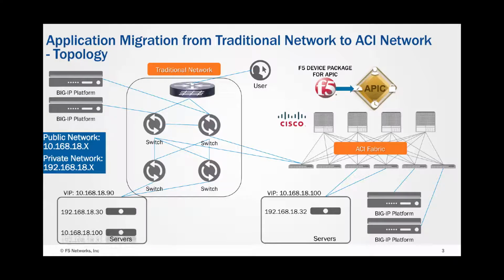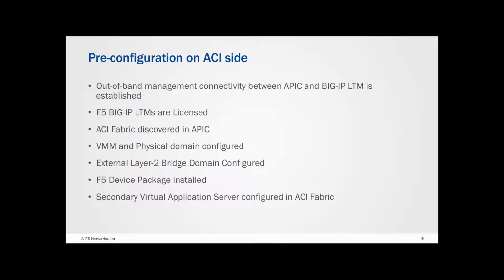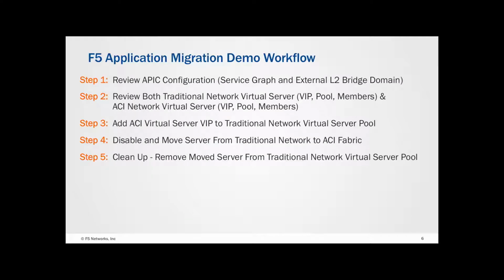This stretches the application across the two infrastructures, allowing us to seamlessly move application servers from one network over to the other without needing to modify those servers in any way. Here's the logical representation of what happens when a client makes a request. Some of those requests will go over to the ACI VIP and then flow through the service graph to the server in ACI. Here are the pre-configuration steps and the workflow that we will be doing.